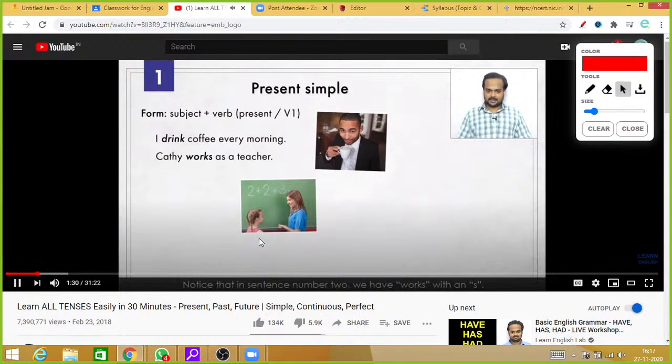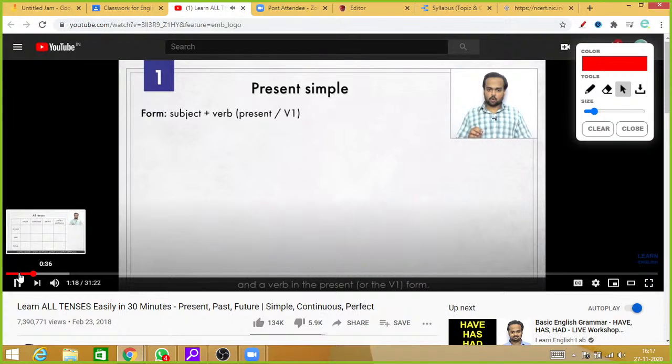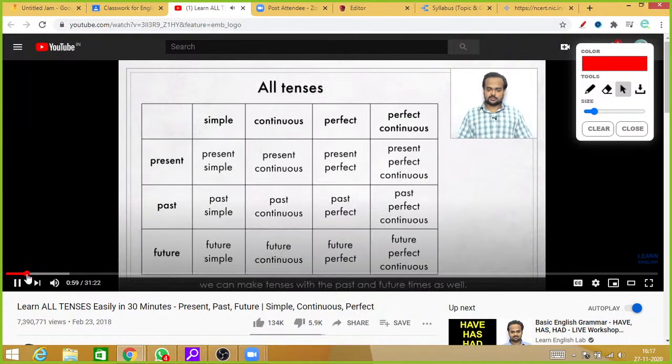In the same way, with the past. This is what I was explaining. So we have present simple, present continuous, present perfect continuous. Similarly for past and for future. So now future times as well. We're going to discuss all of these in this lesson.